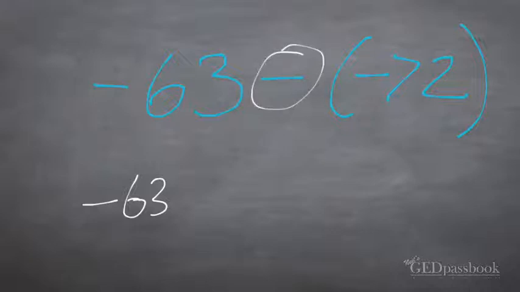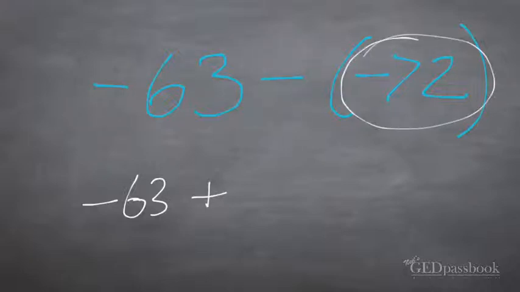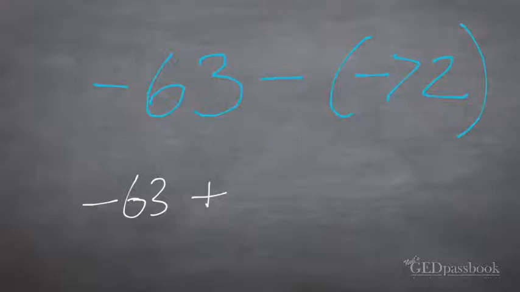The next symbol, the operation symbol, you change. What does this change into? It's only one other option, positive, right? Positive and negative. So far we have keep, change. Now comes the last one, change. What does negative 72 become? Did you guys see what I did? Keep, change, change.